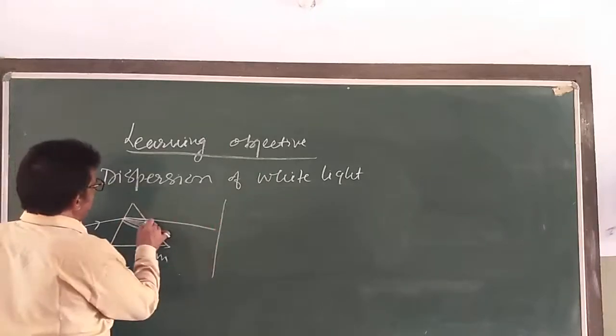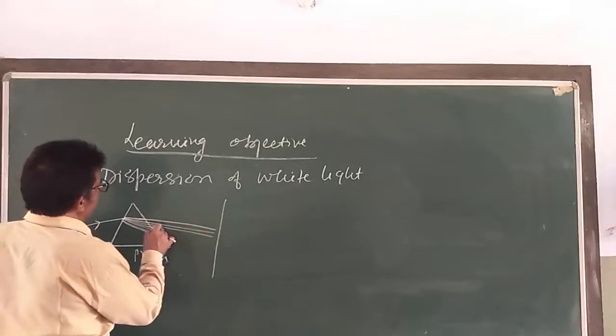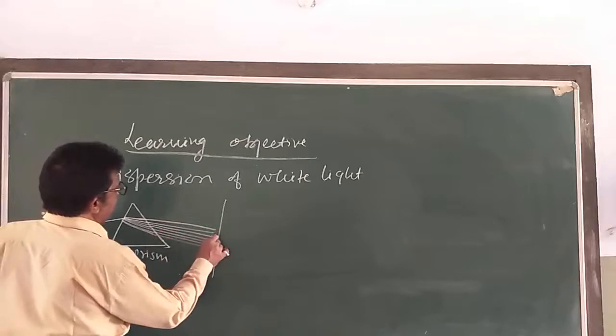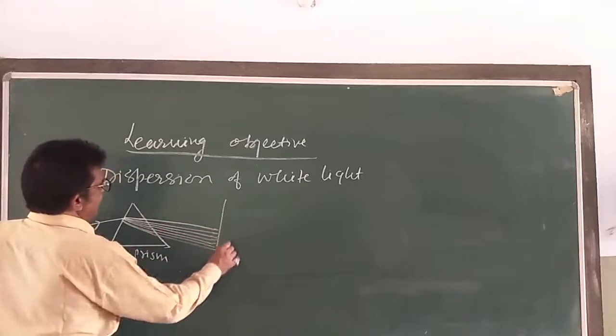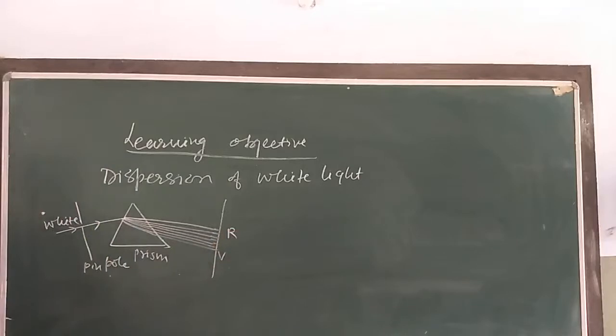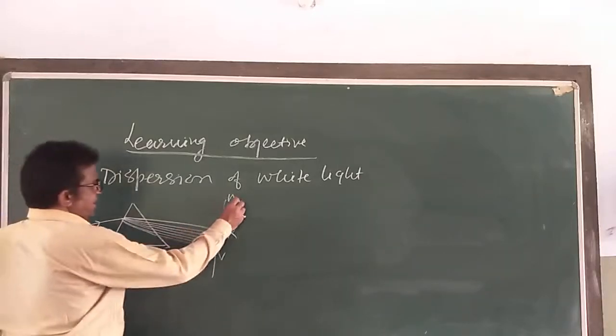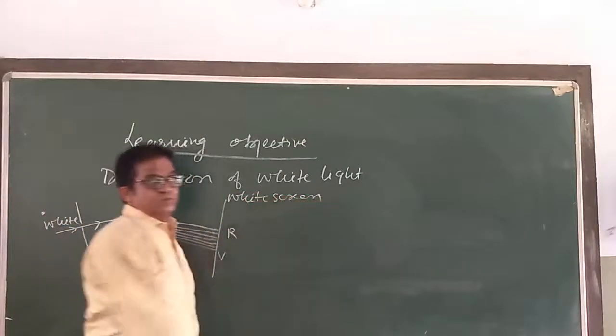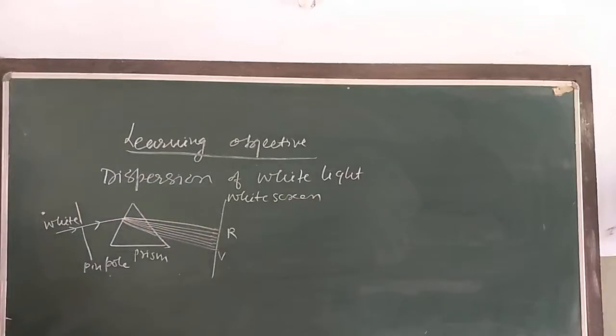1, 2, 3, 4, 5, 6, 7. These 7 colors we are getting in the form of Vibgyor on the white screen. This is the white screen here. Okay? The color sequence obtained on the screen, its lower end is given by the violet.